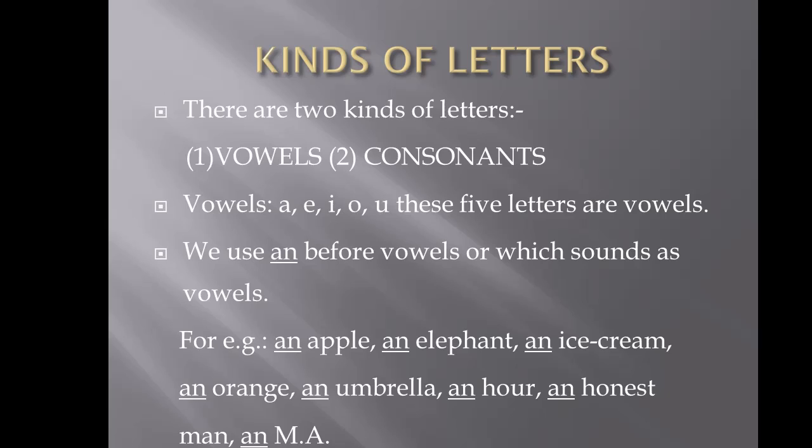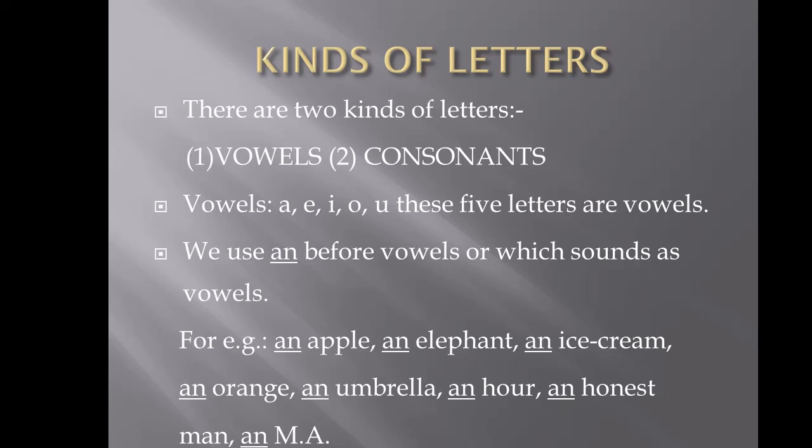Coming to articles. Articles are words that define a noun as specific or unspecific. There are two kinds of letters, vowels and consonants. Vowels are sounds which come from our vocal cord, that is A, E, I, O, U. These five letters are vowels. An is indefinite and uncountable, but it is counted as one. Here, an is used before vowels or with sounds as vowels when H is silent.